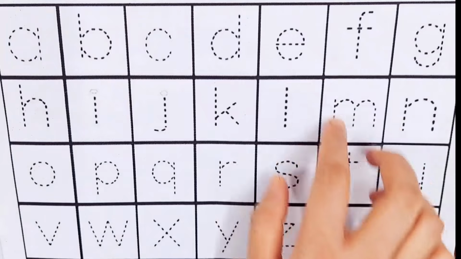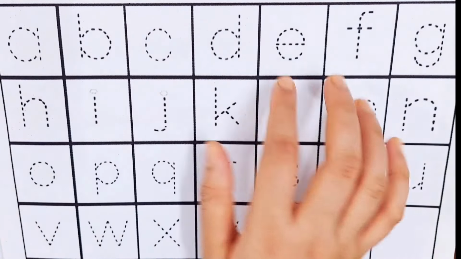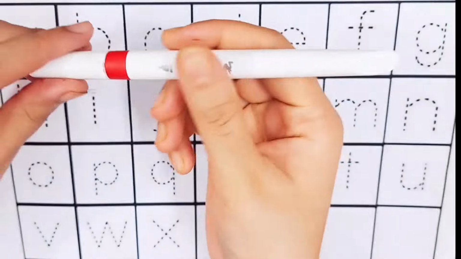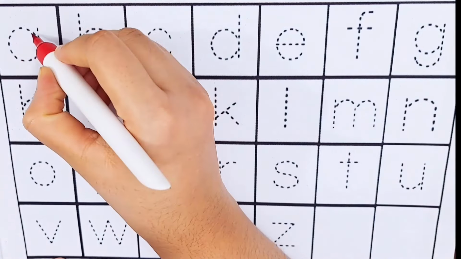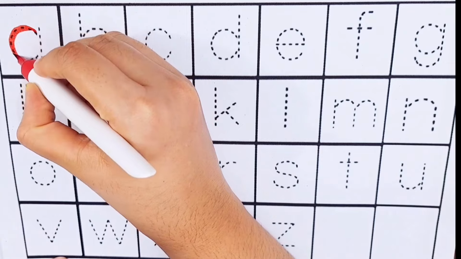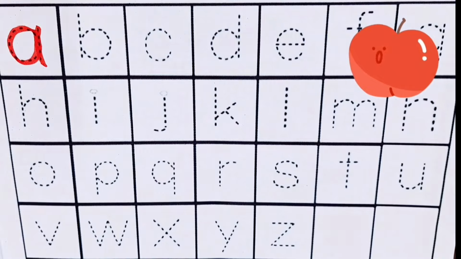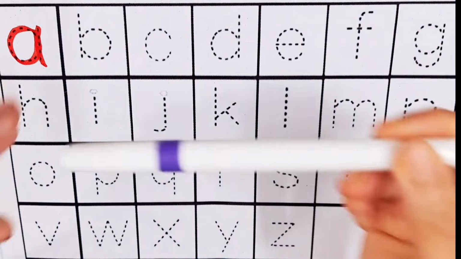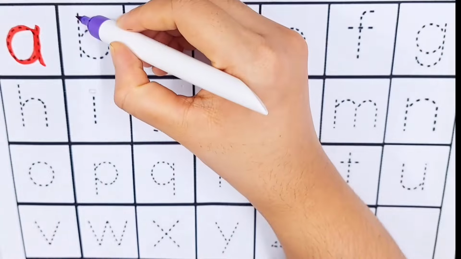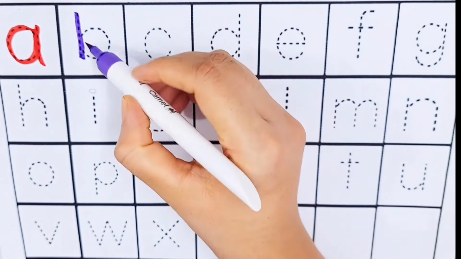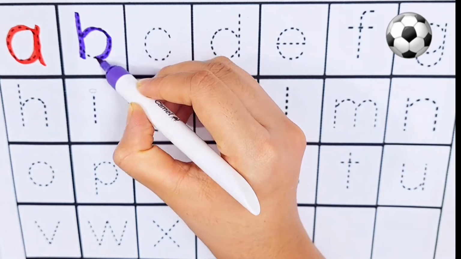Let's learn some alphabets, small letters. Red color. A. A for apple. Violet color. B. B for ball.